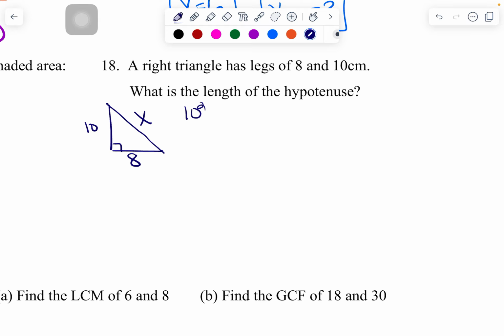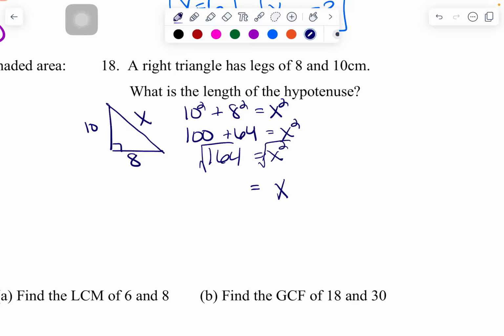So leg squared plus leg squared equals the hypotenuse squared. Whoops, I used that x squared. So 100 would be 10 squared. 64 is 8 squared. If I add these together, 164 equals x squared. Let's take the square root of both sides. So that's going to be x is equal to the square root of 164. And I want to break this up. So let's see, 4 times 41, 2 times 2. Well, conveniently, that's where it ends, because 41 isn't going to break up in any way, shape, or form.